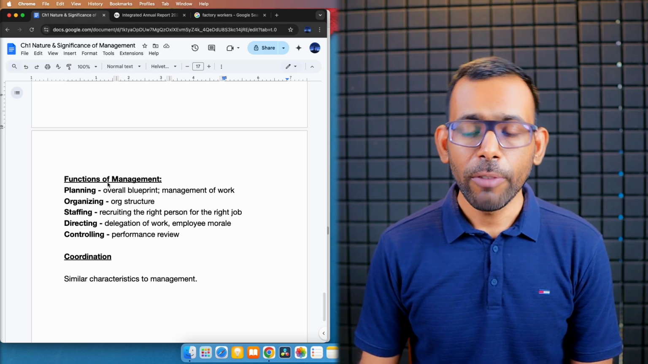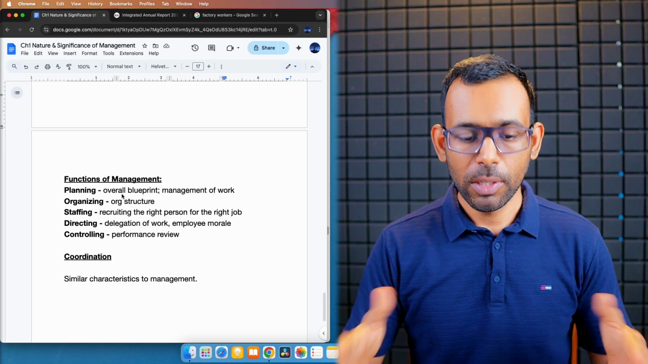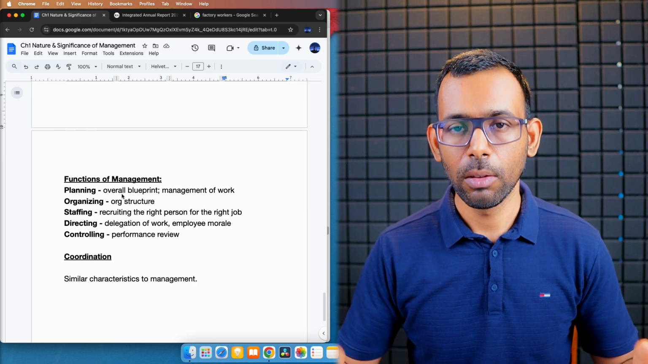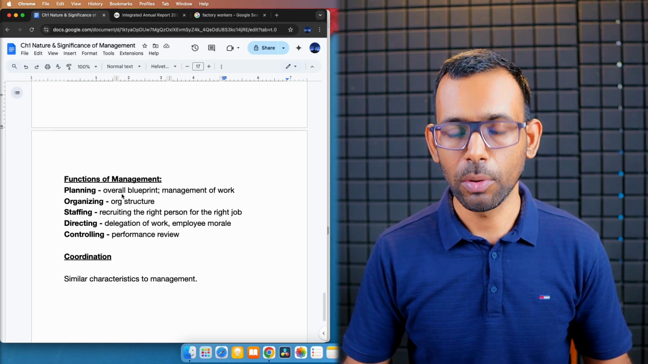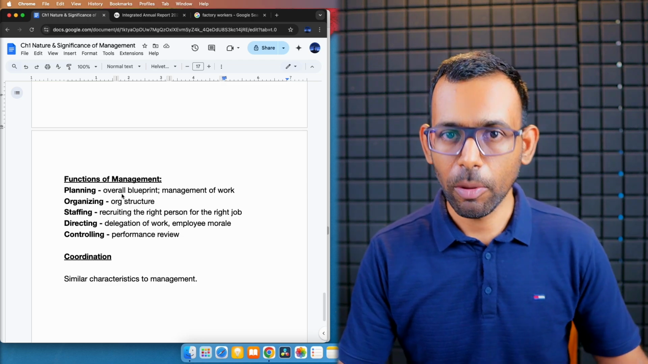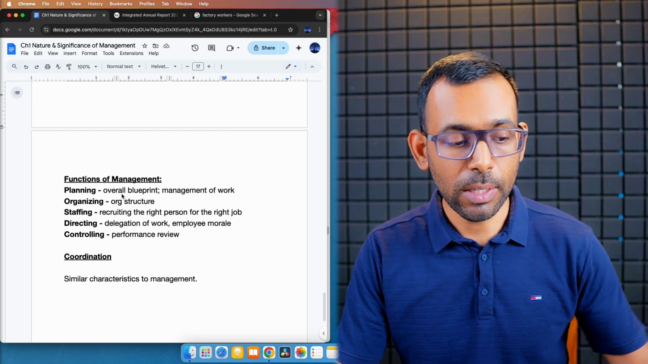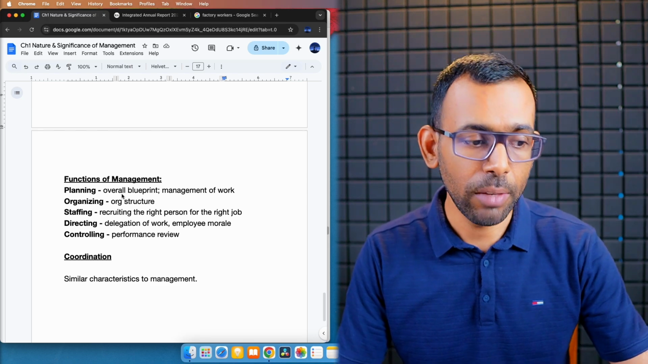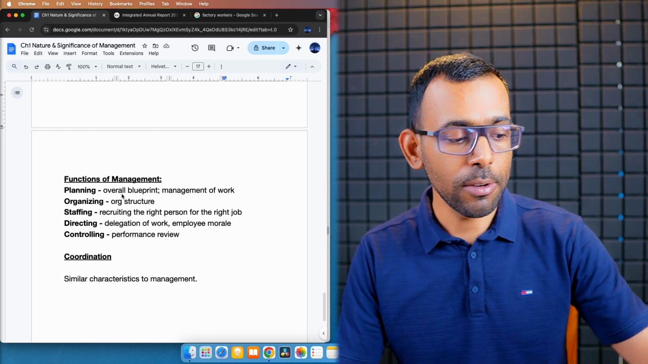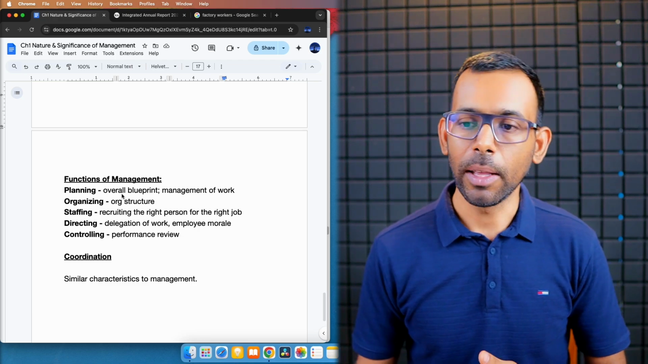But to give you a brief idea now, planning is developing the overall blueprint, which is like, okay, what are we as an organization? What are we supposed to do? What are all the types of work that could be involved in our day-to-day operations? So developing a complete roadmap. Where do we see ourselves in 3 years? Where do we see ourselves in 5 years? If we want to be in that position in 5 years, what should we do today? That is the planning aspect.